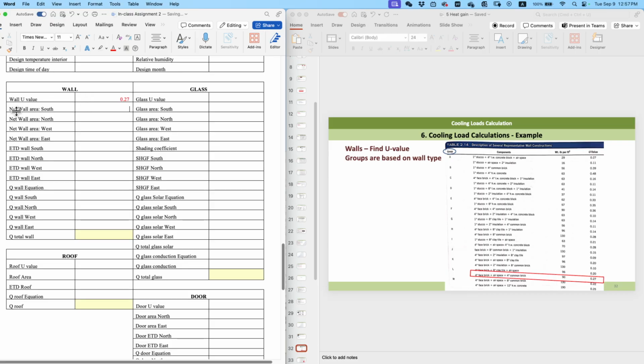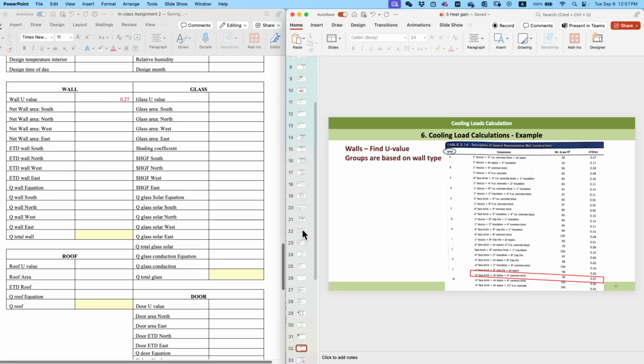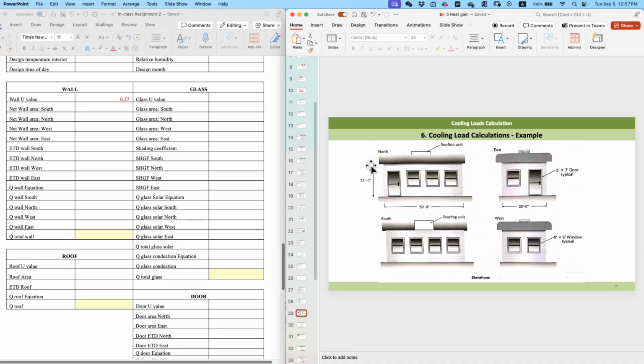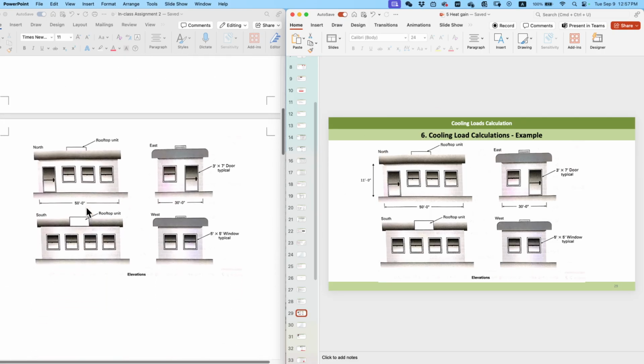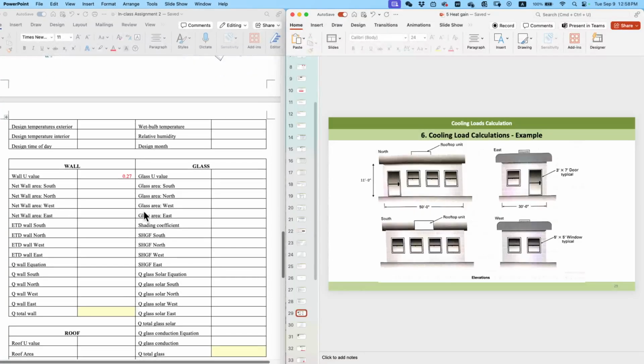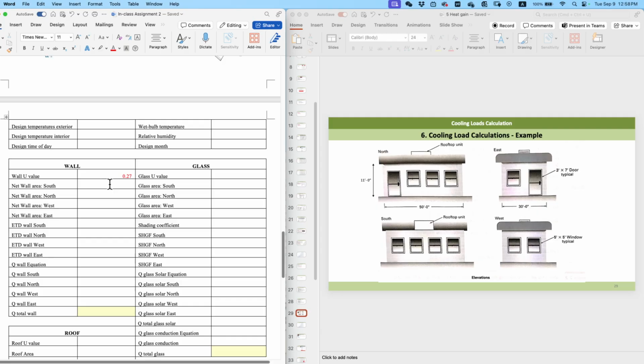And how to calculate the net wall area? You can find the separate sources for north, west, and east. So go to this slide. You can also find it from here. What is the height? It's 11. What's the long length? It's 50. What's the short side? It's 30. So go to this one. For the source, 50 by 11, so this should be 50 by 11.